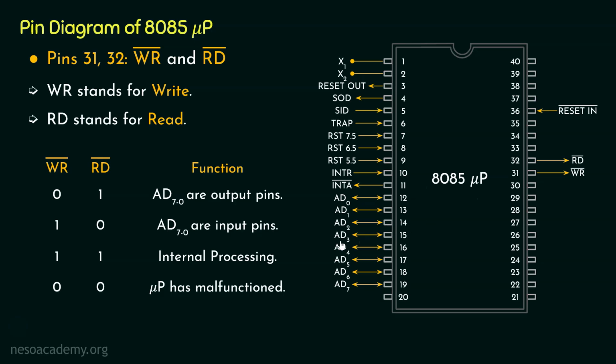So now I hope it is clear to you how using the combinations of these two pins, the microprocessor can decide what functionality the data bus needs to perform. Remember, pin number 31 is WR bar and pin number 32 is RD bar. Both of these are active low pins and these are output pins. So in order to state either of these are activated, we need to send out the logic 0 signal.